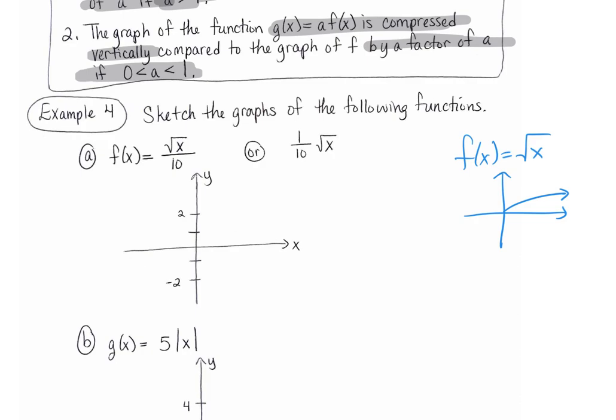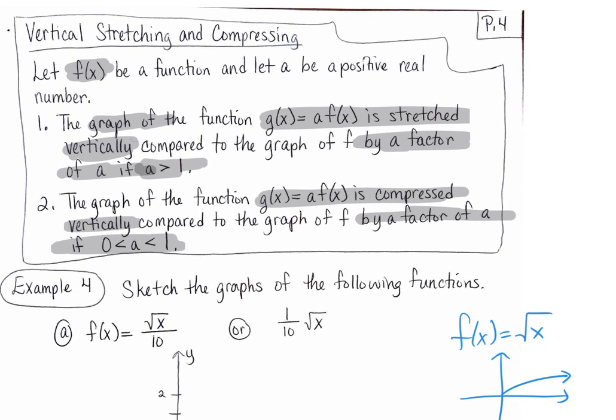Okay, so let's go back up. So let's have a quick discussion. Here it says we do a stretch vertically if a is greater than 1. So we should ask ourselves, what is a? So for us, what is a? A is 1/10. A is equal to 1 over 10. A is whatever is in front of the x.